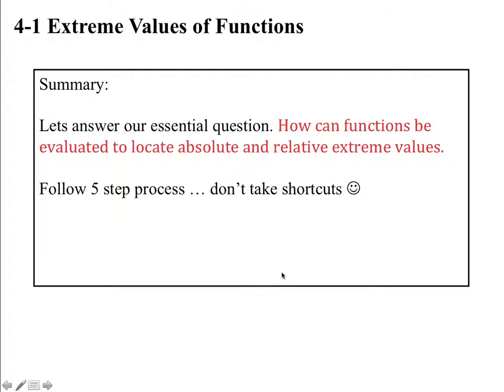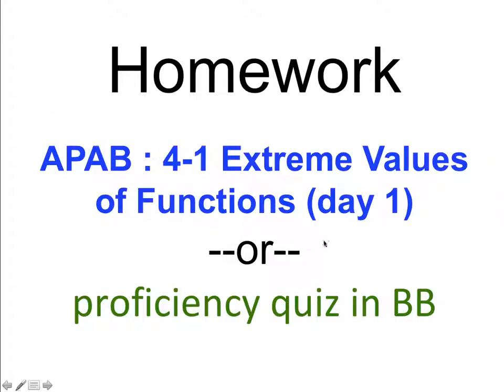So that kind of takes care of locating extreme values, and we're going to keep following that 5-step process. We're not going to take shortcuts on that. And in fact, the next day, to finish up for one, we're going to do an anchor chart, so we have that 5-step process detailed on an anchor chart. So at this point, then you can go ahead and do the day 1 homework for section 4.1.